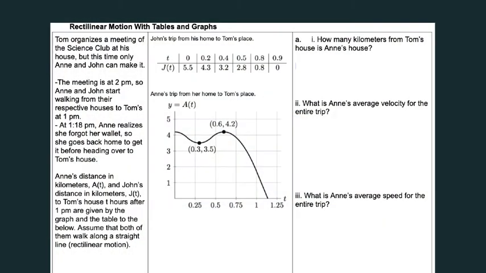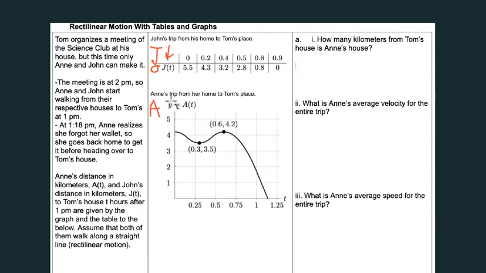All right, so here's our scenario. We've got two people. The first person is John, and we've got Anne, and they're both on their way to a meeting of the science club. And the science club is at Tom's house. So what we see here is a table of values for John. It's the time in hours from leaving his house related to the distance from Tom's house. You can see that at 0 time, he's 5.5, and this is kilometers, by the way. So distance is kilometers, and this right here is time in hours. So it takes him almost an hour, 0.9 hours, to get to Tom's place. So again, that's John's relationship between distance and time to Tom's place, where the science club meeting is.